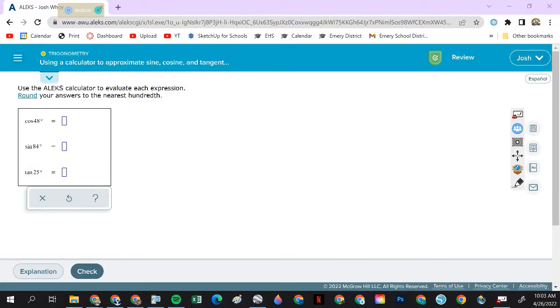We are skipping 9.2, 9.3, and 9.4. So this is 9.5. It says use the ALEKS calculator to evaluate each expression. So it wants to know what is the cosine of 48.